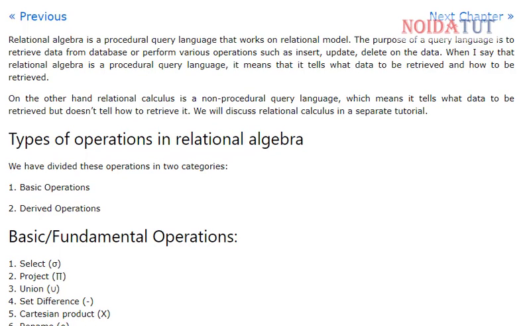The purpose of a query language is to retrieve data from database or perform various operations such as insert, update, delete on the data. Now when we say that relational algebra is a procedural query language, it means that it tells what data to be retrieved and how to be retrieved. It tells us how the data is to be retrieved and what type of data needs to be retrieved.